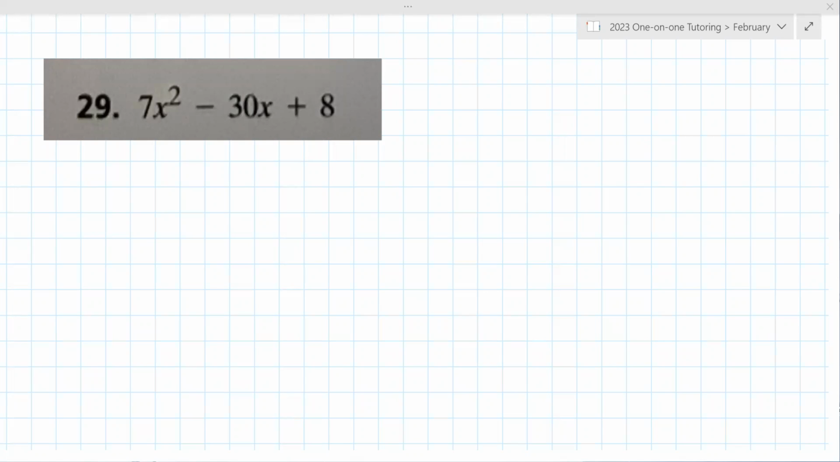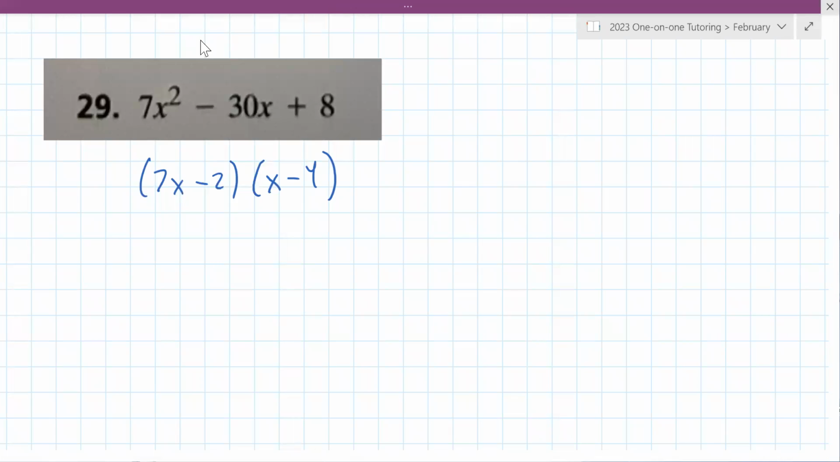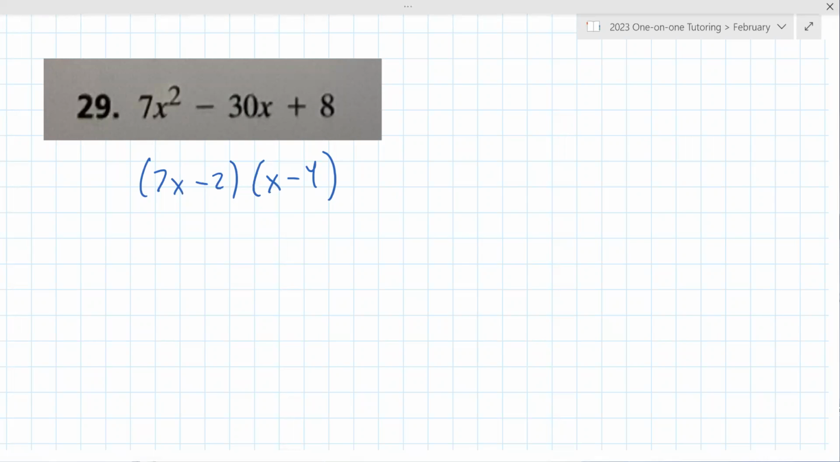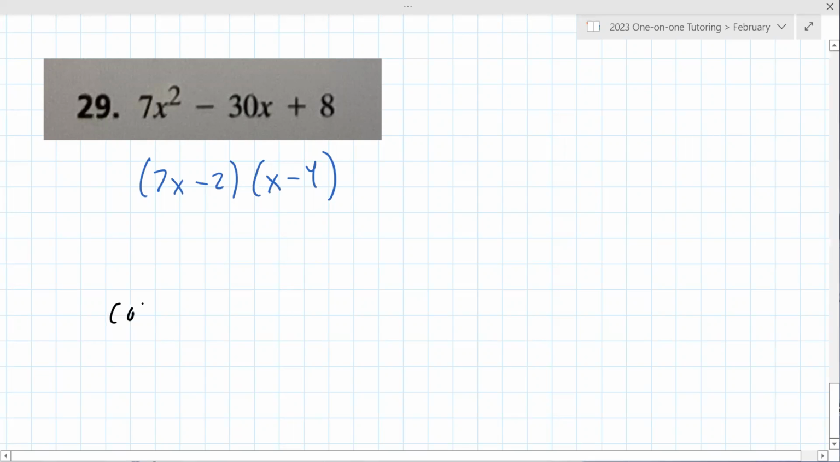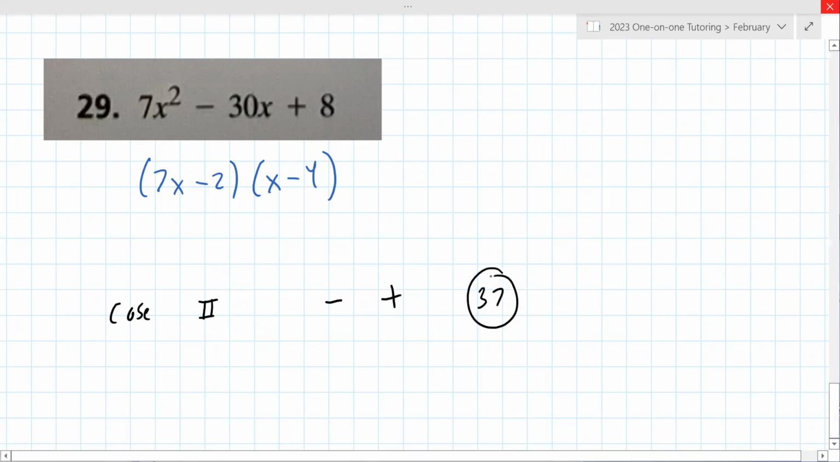I got 7x minus 2 in parentheses and x minus 4. Good, really good. That's correct. Now, I keep talking about this idea of cases. This is what I call case 2, what you've been doing, the minus plus. Let's see which other ones are like this. You just did 29, so 37 is like this. Just looking through the list, and that's it.